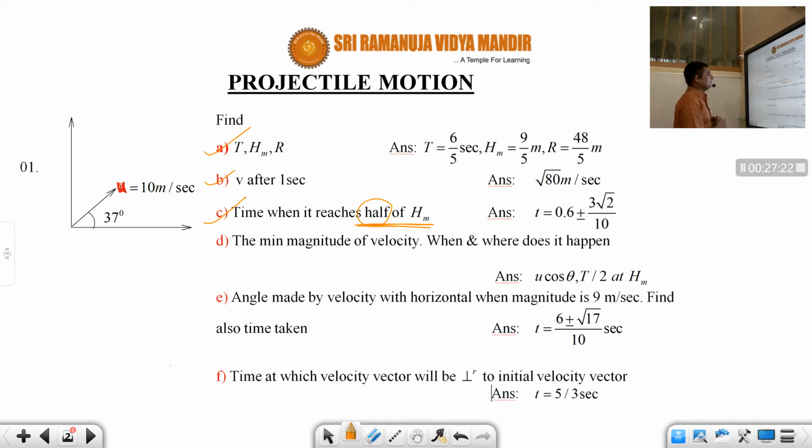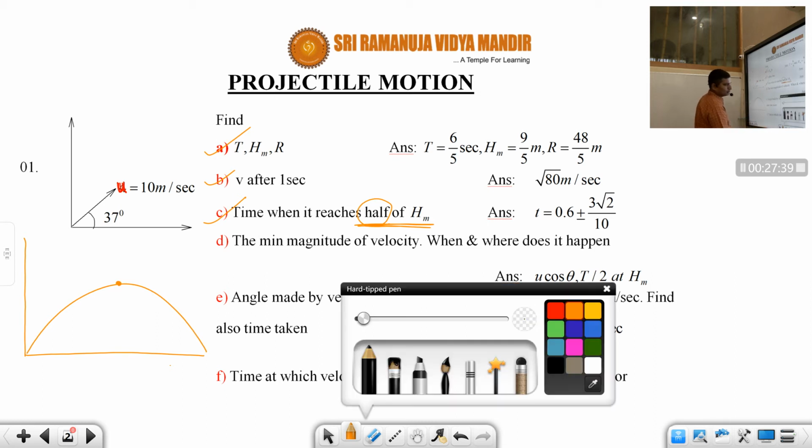Next, D, the minimum magnitude of velocity. What is the minimum magnitude of velocity? When and where does it happen? This is a very simple question actually. The minimum magnitude of velocity means throughout the projectile motion, the velocity will have two components. Throughout the projectile motion, the velocity will have two components.